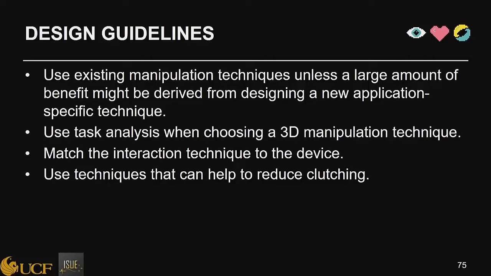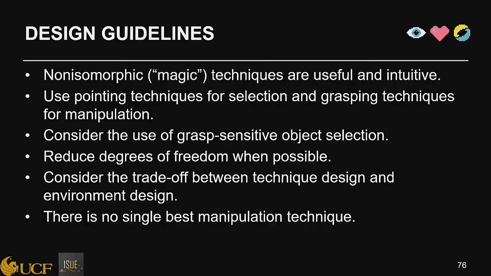You want to try to use techniques whenever possible to reduce clutching. Clutching basically is, I grab something, I let go, I grab again. That's clutching. You want to try to avoid that. It's ergonomically not something you want to do. So any technique that helps you avoid it is good. Non-isomorphic, aka magical techniques, are very powerful and intuitive. I think you've seen that from the examples I've shown you. And if your application allows you to use them, then you should try to use them.